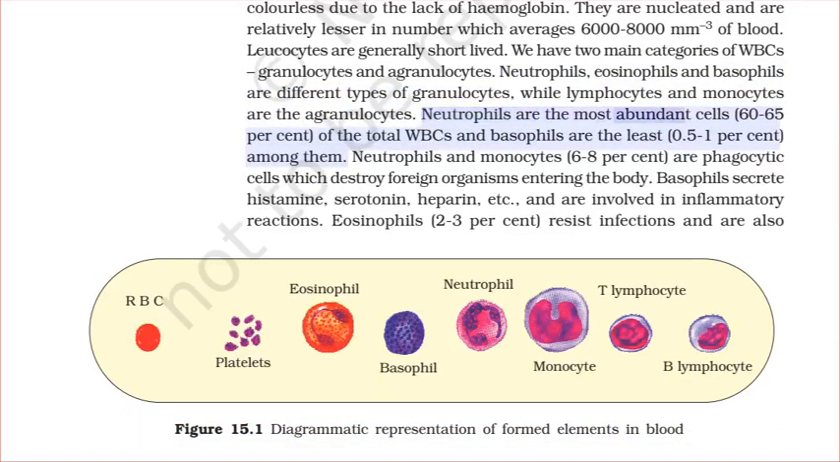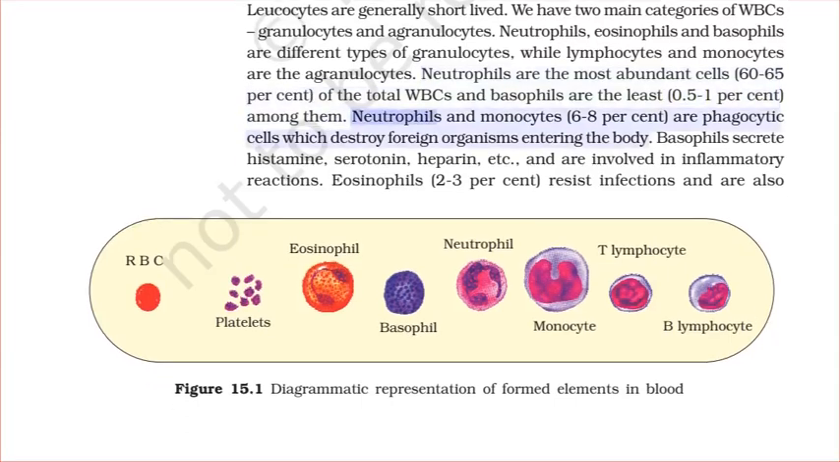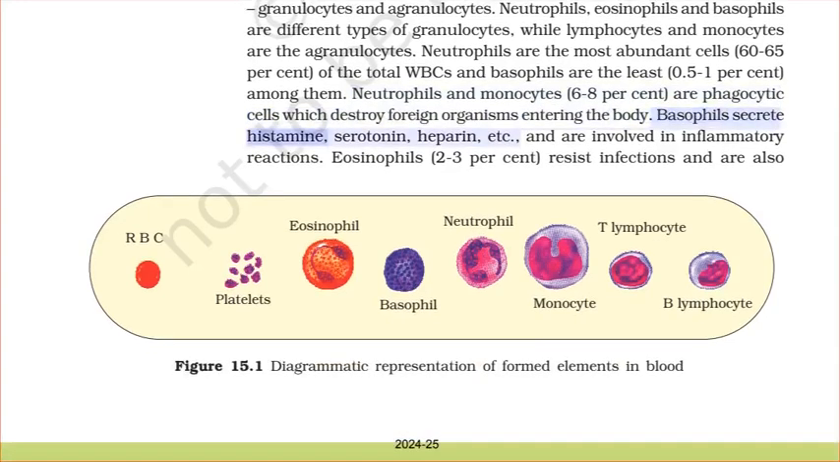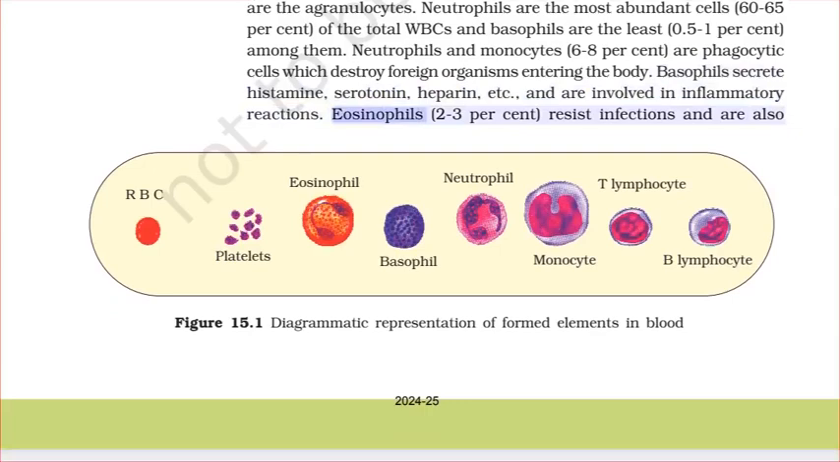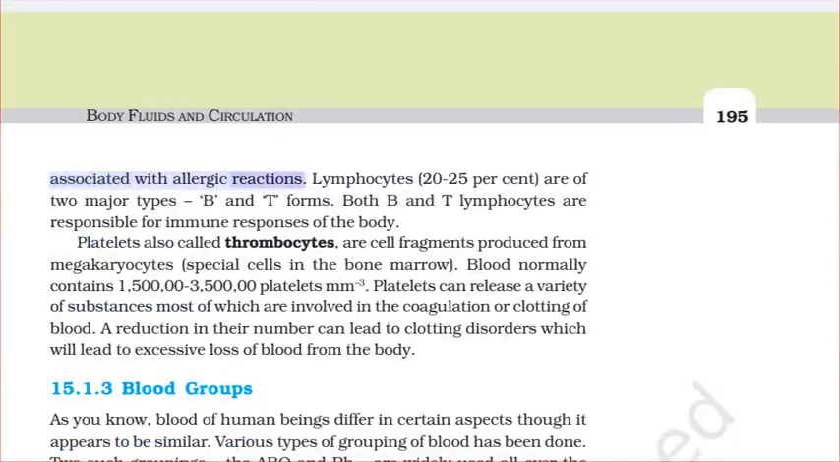Neutrophils are the most abundant cells, 60 to 65% of the total WBC, and basophils are the least, 0.5 to 1% among them. Neutrophils and monocytes, 6 to 8%, are phagocytic cells which destroy foreign organisms entering the body. Basophils secrete histamine, serotonin, heparin, etc., and are involved in inflammatory reactions. Eosinophils, 2 to 3%, resist infections and are also associated with allergic reactions.